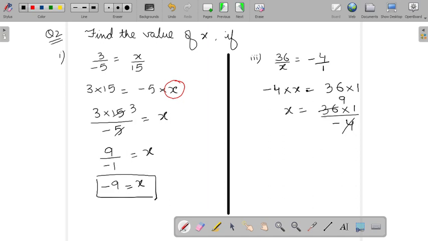Now cancel it. So x would be 9 upon minus 1. Again, minus 1 is in the denominator, so shift it to the upper side to get the answer. So in this case also the answer is minus 9.